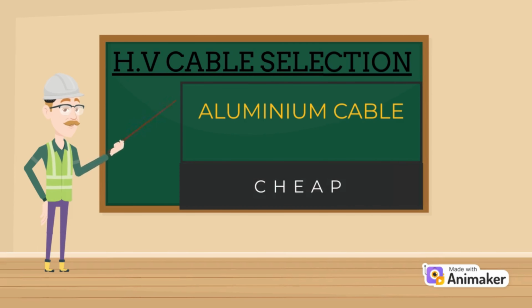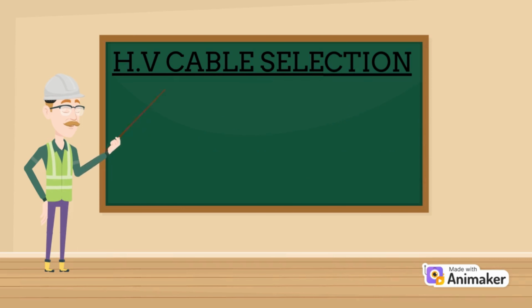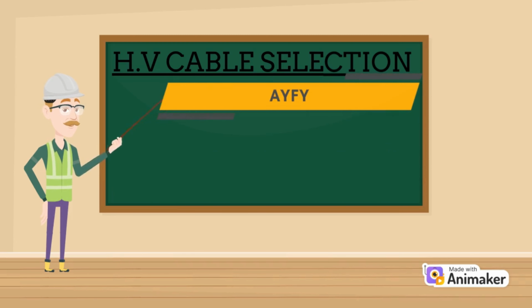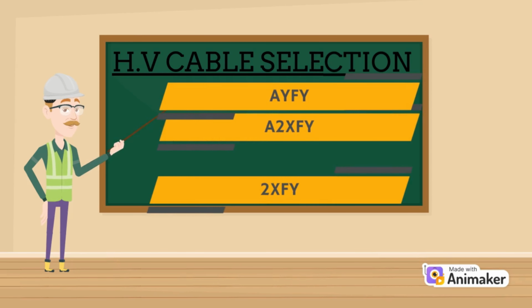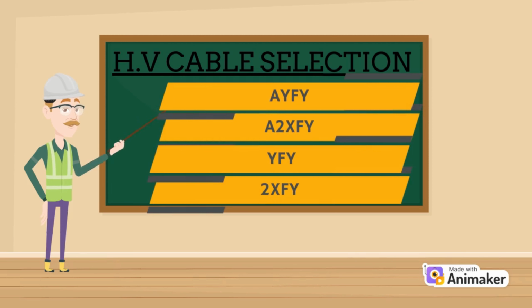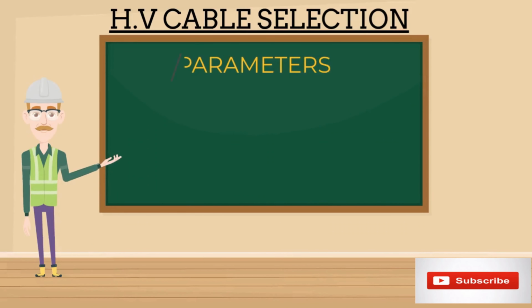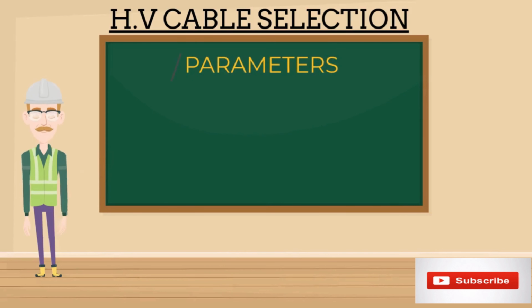In India, usually we select aluminum cable for the transmission of electricity as the economic factor is concerned. Normally, 4 types of cables are used in 11 kV transmissions. They are AYFY, A2XFY, YFY and 2XFY. I will give you a brief description on these cables by the end of this video. So, let's discuss the parameters required for the high voltage cable selection.